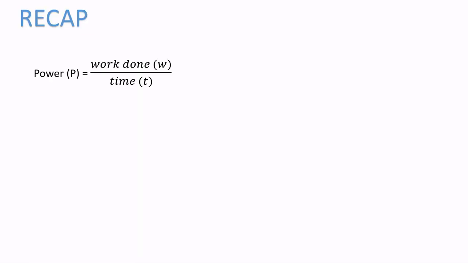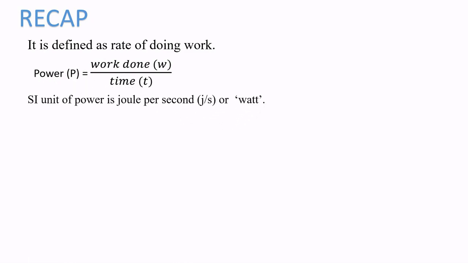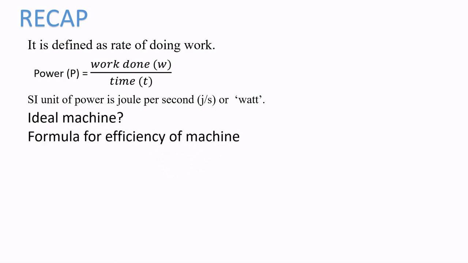Now let's recap once what we have seen so far. Firstly, power is defined as the rate of doing work, and the formula to calculate power is work done over time. If the work is done on a horizontal surface, we use F times D over time, and if work is done against gravity, we use mgh over time. SI unit of power is joule per second or watt. A machine that has 100% efficiency is called an ideal machine, and it is not possible to have an ideal machine on Earth. So that's all. Thank you all.